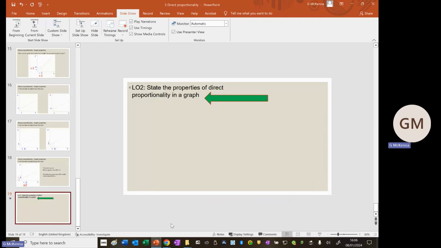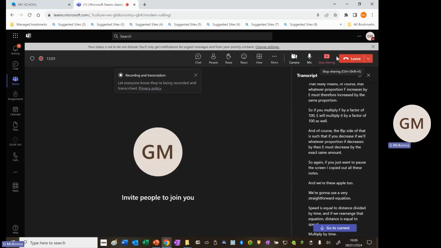And that ticks off really the requirements of learning objective 2, and that should hopefully be okay now in relation to direct proportionality.